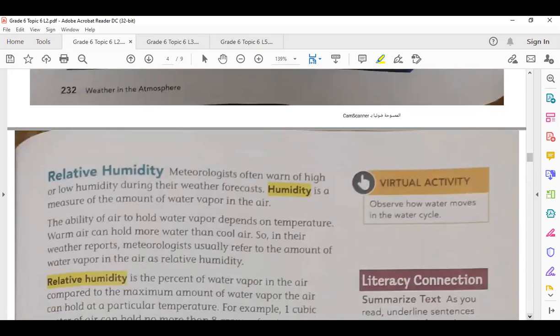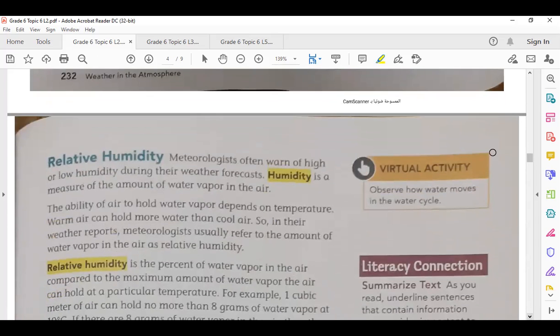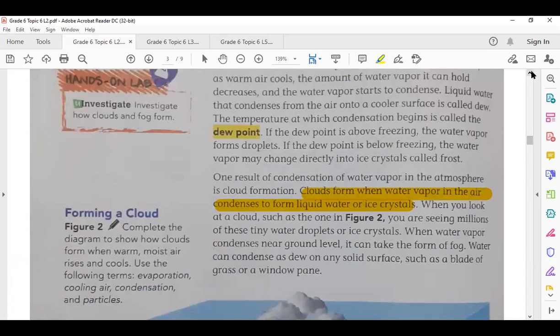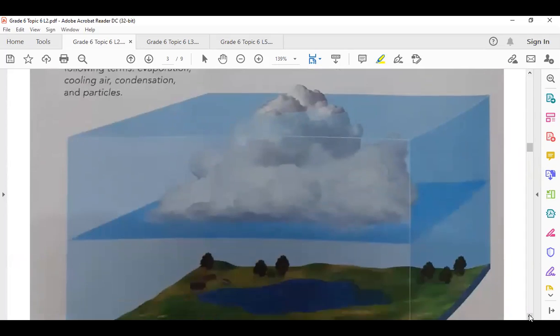Now what happens finally? We talked about precipitation here. What is mentioned about precipitation? When the clouds become too heavy, gravity pulls the clouds down and precipitation happens. Precipitation can be rain, snow, hail, sleet, and so on.